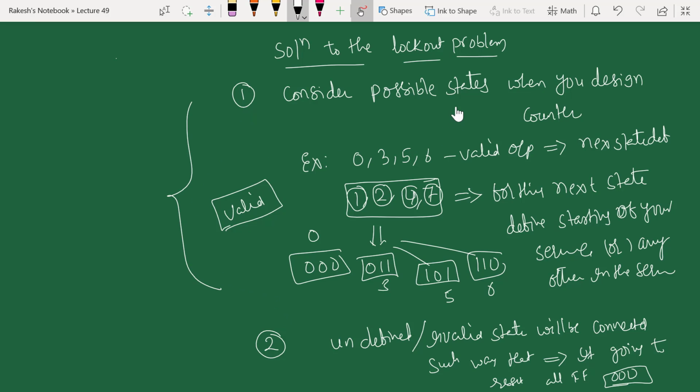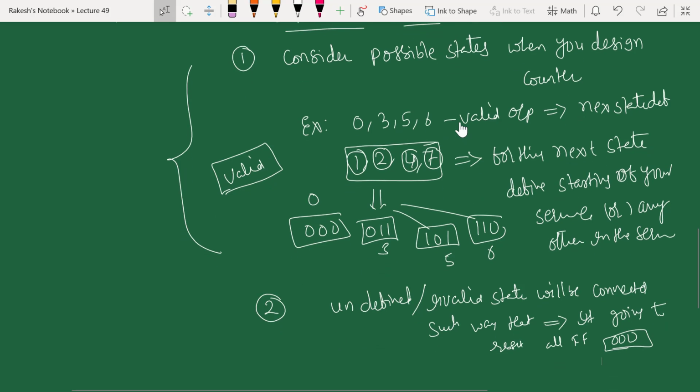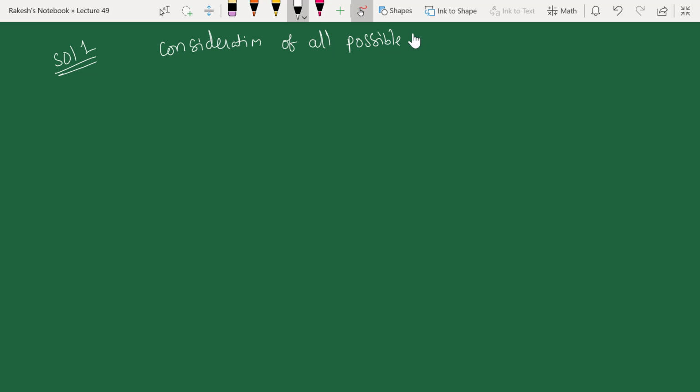We will first see by considering all possible output states when designing the circuit. So we'll follow solution number 1. Solution number 1 requires consideration of all possible output states and their next state also. You have to clearly define what is the next state also. Let's take the same example. 0, 3, 5, 6 is your counting sequence.